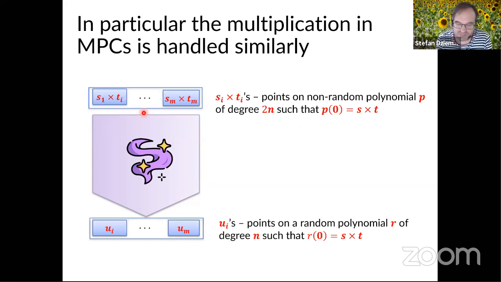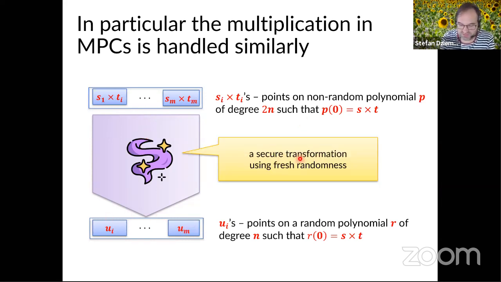And then they have a special protocol that also uses secure transformation and fresh randomness and arrives at fresh values, this U1 to Um, that also are points on a polynomial that evaluates to the same value. Okay, so there's this big similarity here. So we are also starting with non-random, we get random, and we reduce something. Okay, in this case, we reduced the degree of the polynomial from 2t to t.